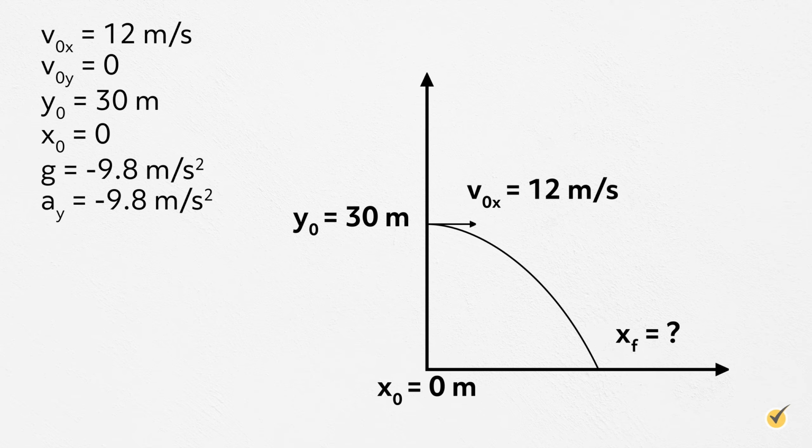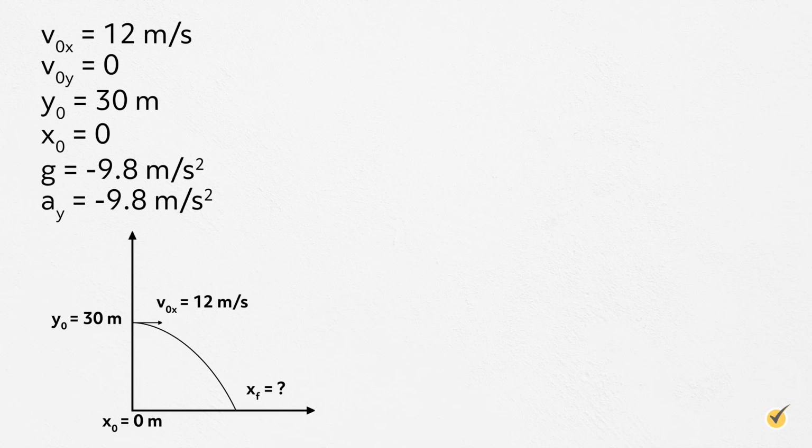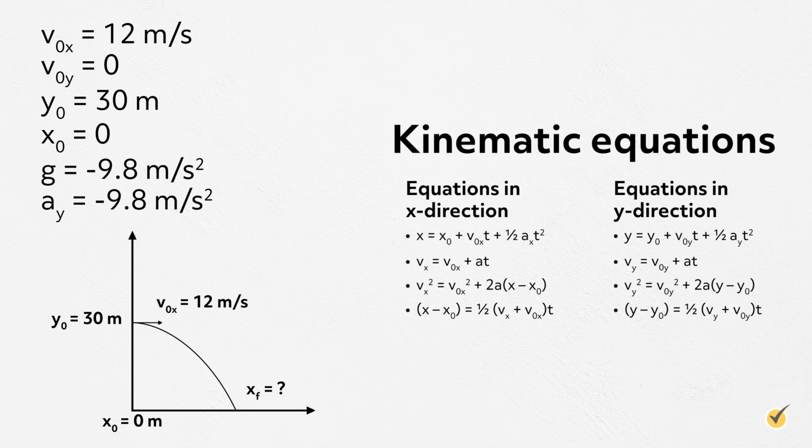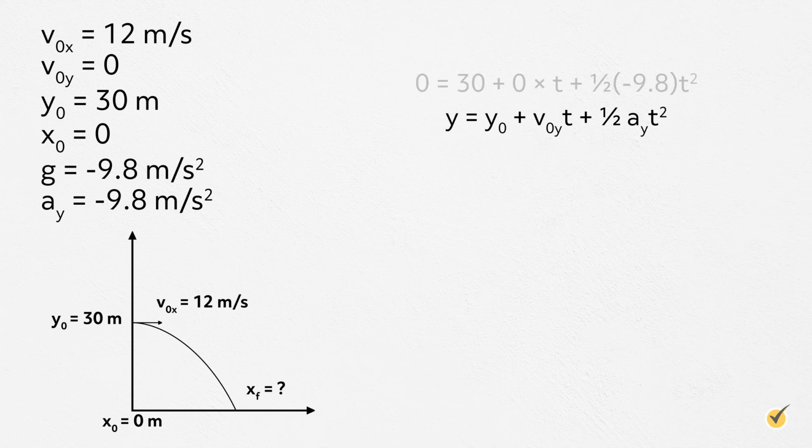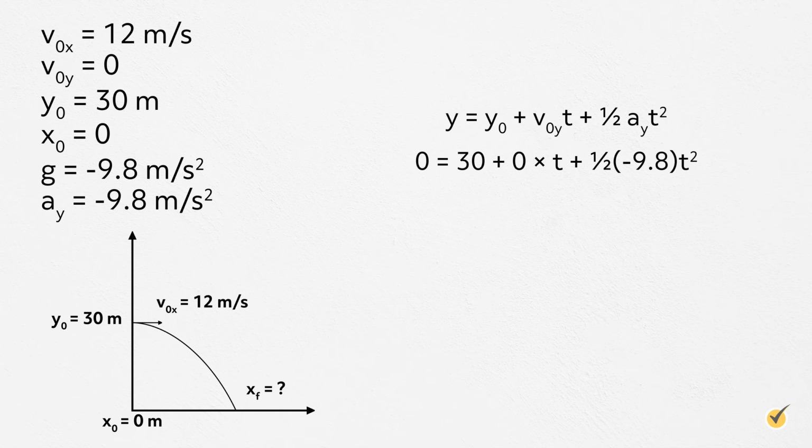Now, what do we need to find? We are asked for the time, t. If we look back at our kinematic equations, we can figure out which equation to use to get the time it takes for the ball to hit the ground. It looks like we have everything but t for y equals y0 plus v0y times t plus 1/2 ayt squared. If we plug in v0y equals 0, y0 equals 30 meters, y equals 0, and ay equals negative 9.8 meters per second squared, negative because it is pulling the ball in the negative y direction, we get a simpler equation. 0 equals 30 plus 1/2 times negative 9.8 times t squared.